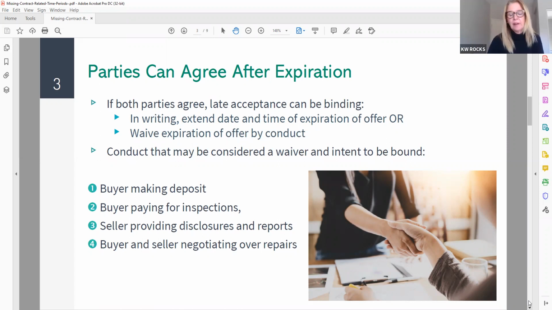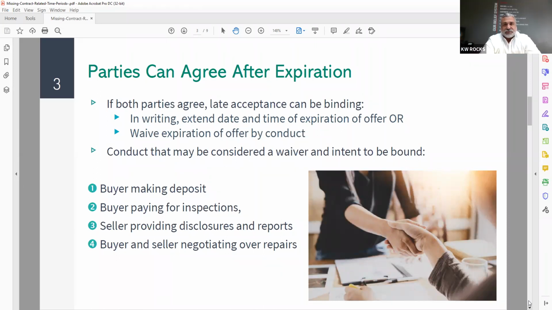Simon, if I can interrupt, I think you have addressed this, but I want to read it because someone did put in a question. Perfect. Is there a way to make a late acceptance binding, or would you have to create a new offer? That's a very good question. That's what you were addressing, right?